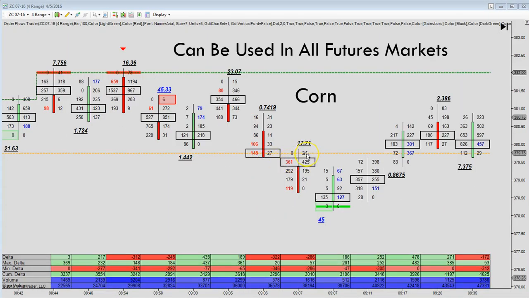So, the point I want to make is it can be used in pretty much all futures markets. I'll give you some examples of many different markets, and you're looking for the same things. You're looking for the ratios, either ratio bounds highs or ratio bounds lows. Like, okay, this is corn, right? It's a 4-range chart in the corn. This green line is the high.